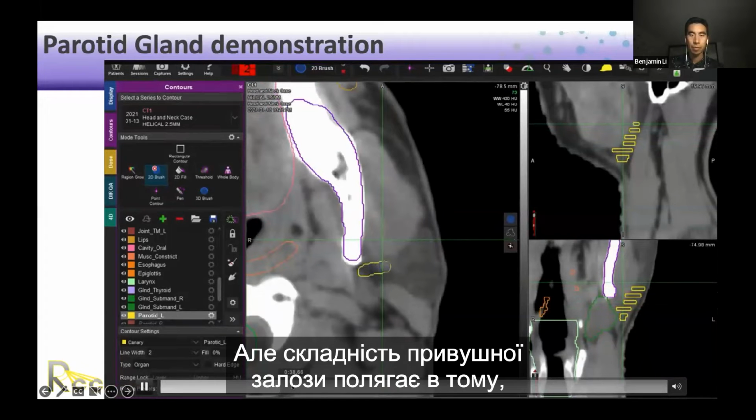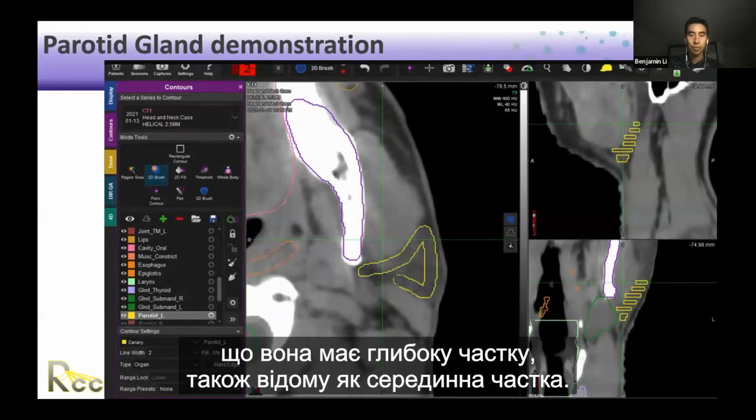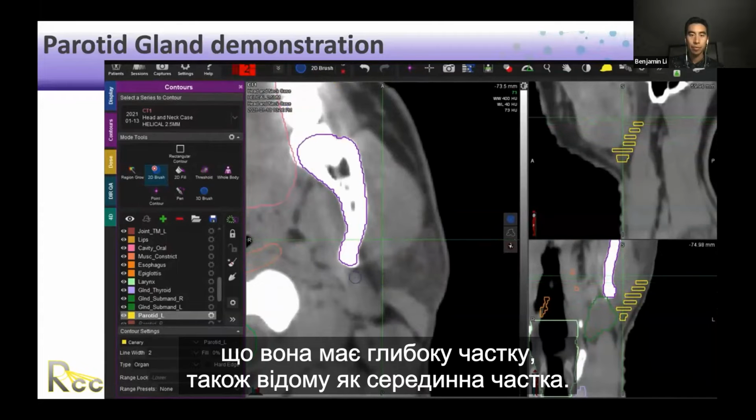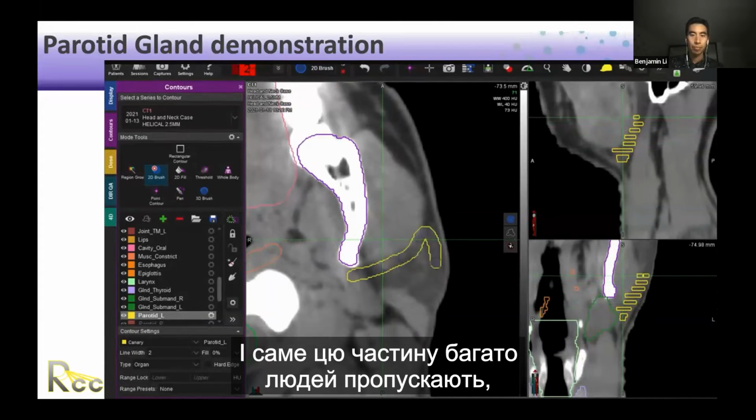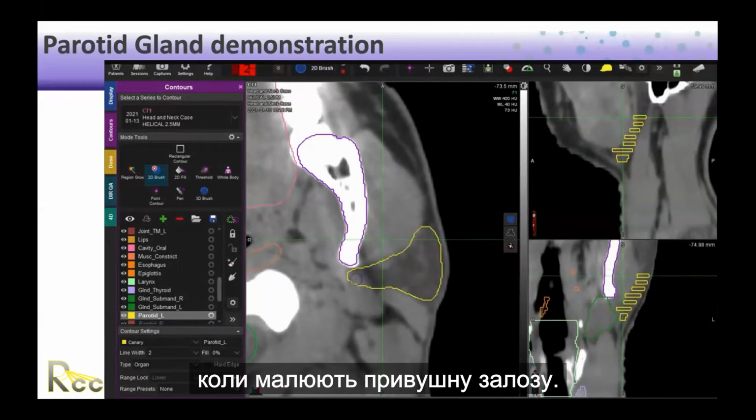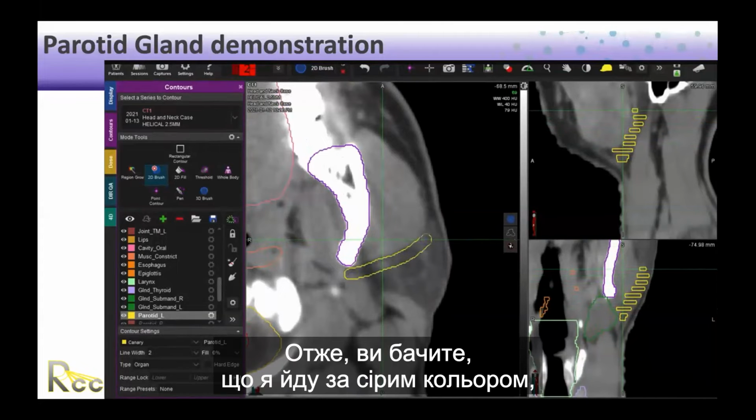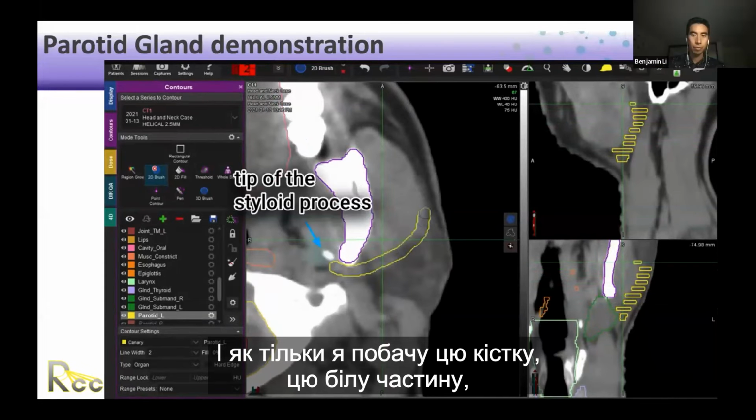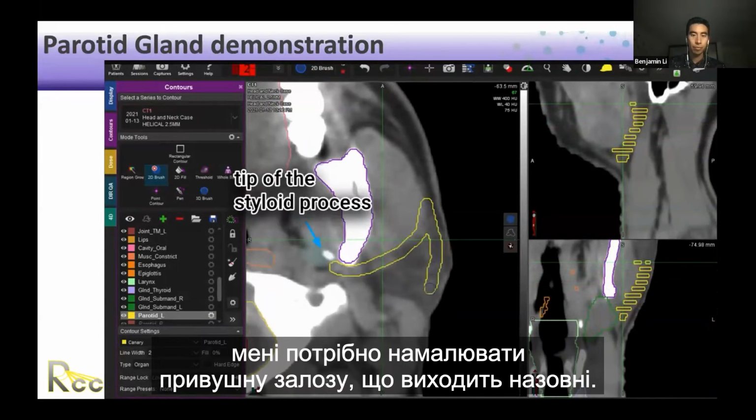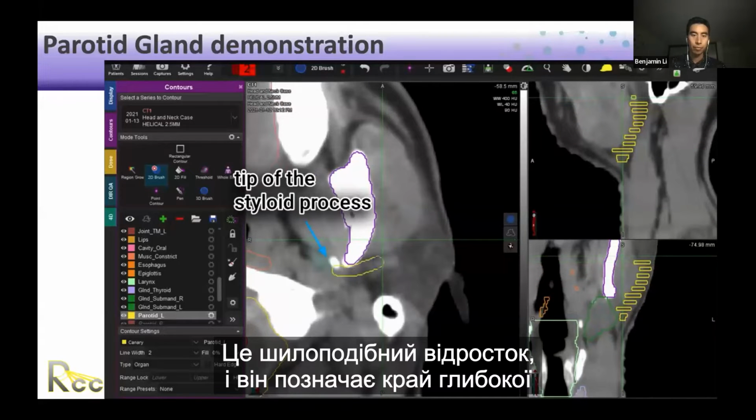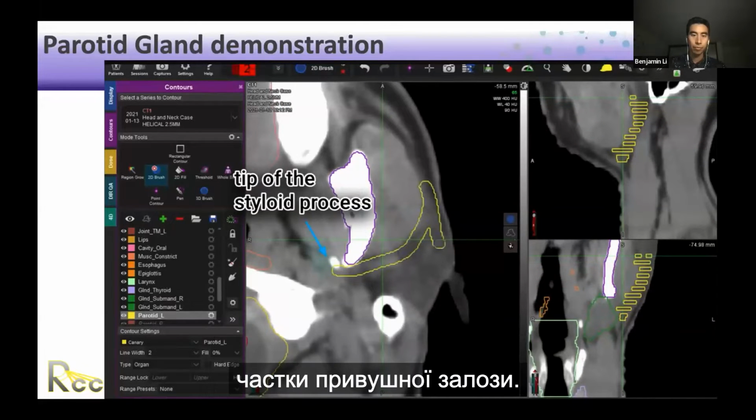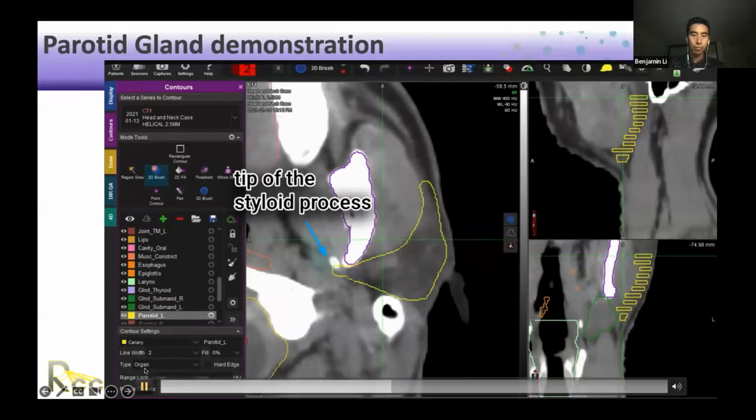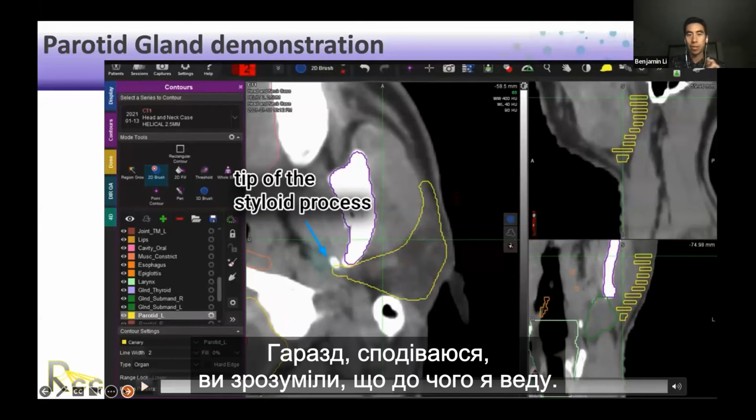But the tricky part of the parotid gland is that there's a deep lobe, also known as the medial lobe. And this is the part that a lot of people miss when they're drawing the parotid gland. So you see that I'm following the gray as I'm going up little by little. And once I see this bone, that white part, that's where I need to draw the parotid gland extending out to. That's the styloid process, and that marks the edge of the deep lobe of the parotid gland. So hopefully that's a take-home point.